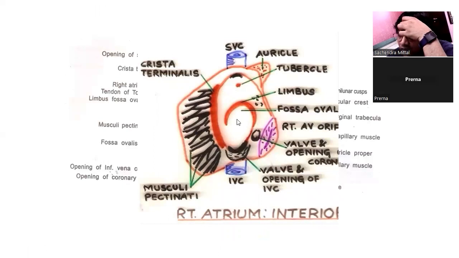This is the fossa ovalis. This is the limbus fossa ovalis. This is the eustachian valve we are observing, with the inferior vena cava opening, and now look at this. This also tells us that the left margin of the eustachian valve is continuous with the limbus fossa ovalis, and this is the coronary sinus opening which is guarded by the Thebesian valve. This is the tricuspid valve. These are the minute openings you are observing. These minute openings are called foramina venarum minimarum, where we have openings of the anterior cardiac veins.